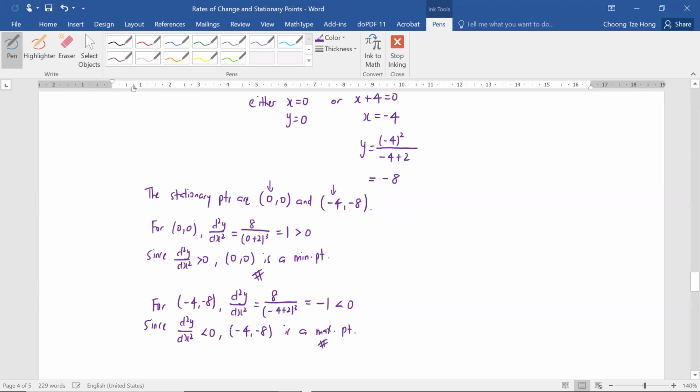This one you may think is a little bit weird. How come the maximum point is at y = -8, and then the minimum point is at y = 0? Why is the minimum point higher up than the maximum point? I plotted out the graph using Desmos, so we can head over to take a look at how it looks like.